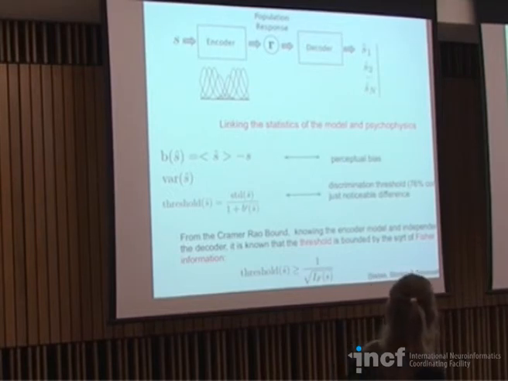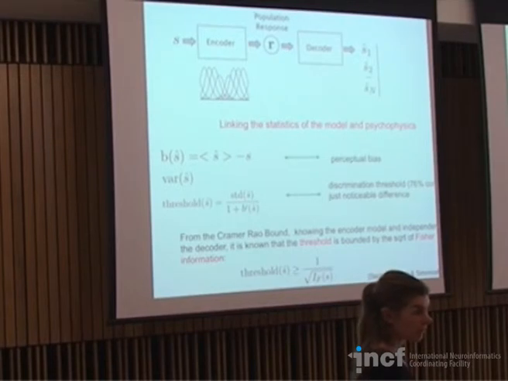So now, if we want to compare this model with the quantities that we measure in psychophysics, we can compare directly the statistical bias of our model and the perceptual bias. So if we have this encoding model and decoding model and we have a constant bias in the output, this corresponds to a perceptual bias. We can also compute the variance of these estimates, or the standard deviation, and then the derivative of the bias. And that gives us the discrimination threshold. So I've not shown the math of this, but you can find it in my paper. So it's very easy to go from a model like this to the predictions in terms of bias and discrimination threshold. Is the idea.